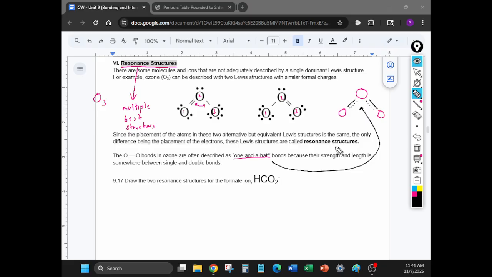Come up a lot. Not often. Most of the time we'll get regular Lewis structures, but you need to be aware of them. Oftentimes you'll be asked to draw the resonance structures, and then you need to draw multiple.